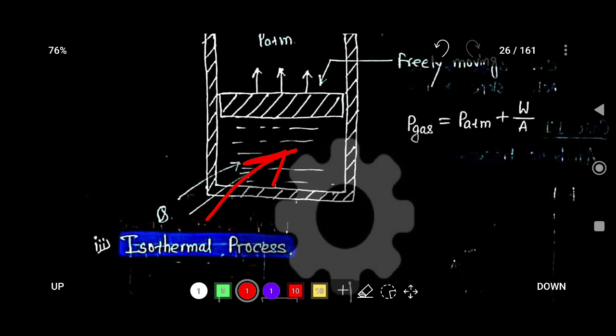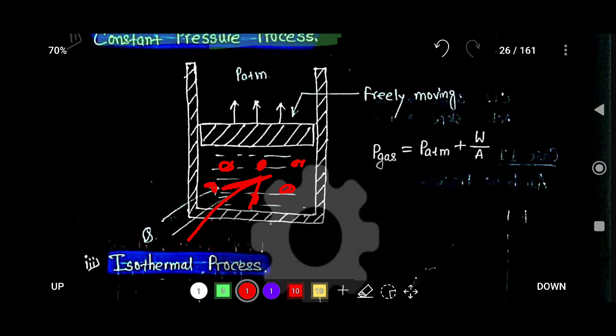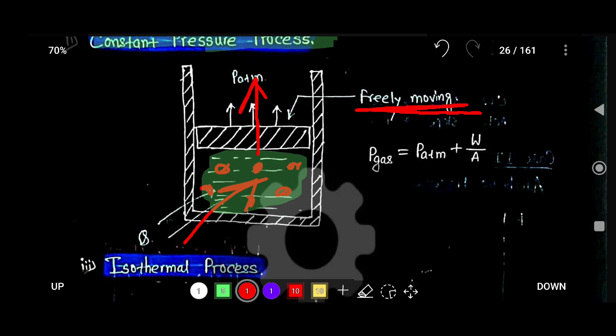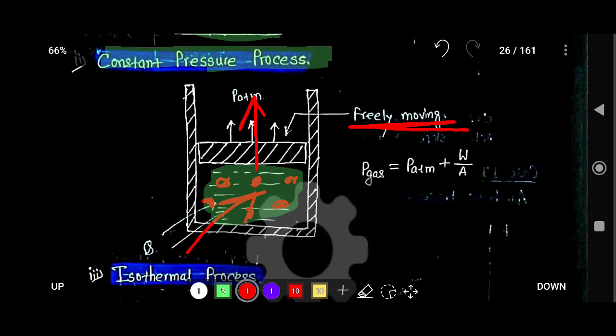then the gas molecules of the system are heated. Due to this, the pressure increases in that system, and if the pressure increases, the piston gradually moves in the upward direction. So if the piston moves freely, then consider it a constant pressure process.